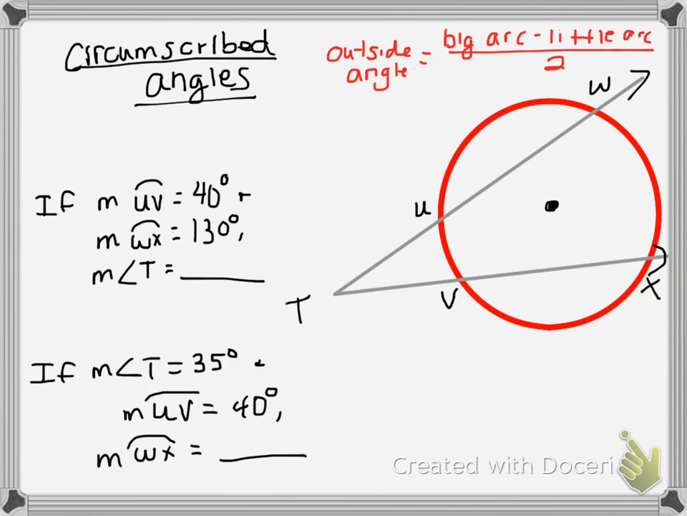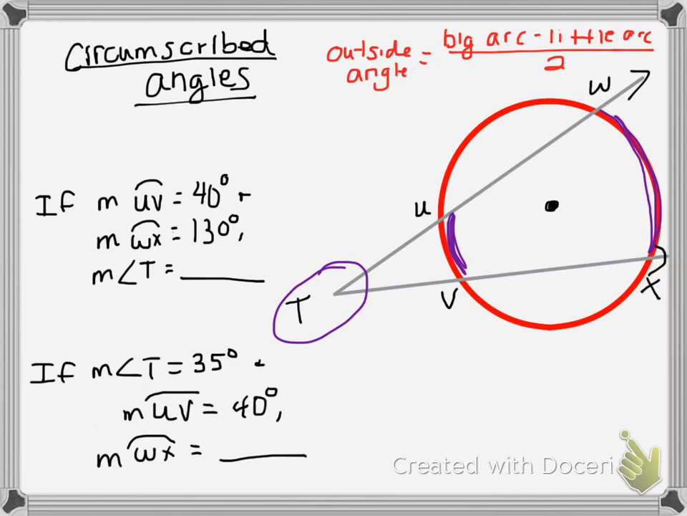So look at the formula for the outside angle. It's the one in red in the top right. This is the big arc minus the little arc divided by 2. So you'll see that you have a big arc and a little arc on each of those. So WX is our big arc, and UV is our little arc, and then you have your angle on the outside. So look at the first question.